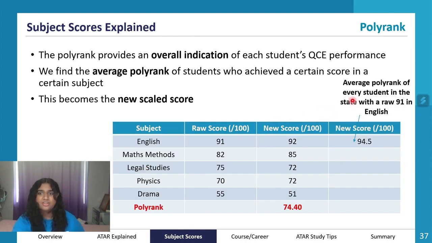So here you've got 74.4 as the poly rank that's being made for this person. And the average poly rank for every student in this state with a raw 91 in English was a 94.5%. And so you can see here, English is starting to scale up because that 91 out of 100 that the student had gotten was quite a competitive score. So compared to other subjects, it's probably going to be worth more than just a 91 out of 100, which is why it's gone up to that 94.5.